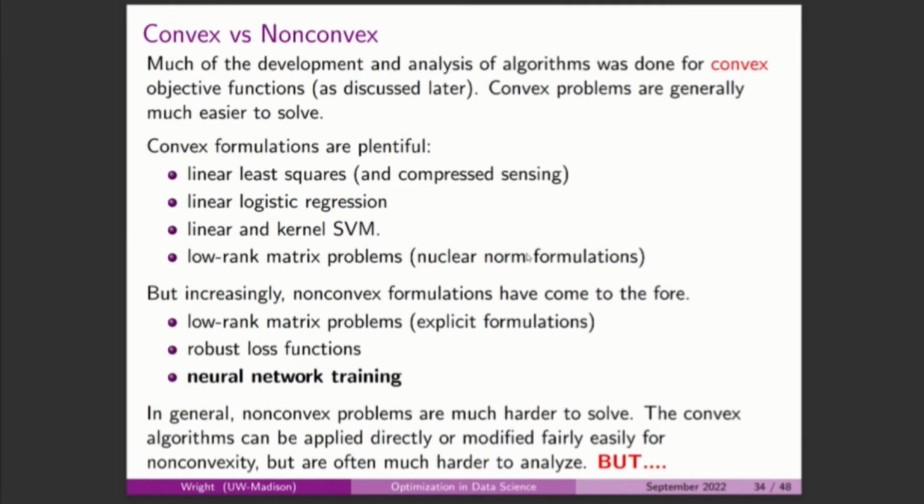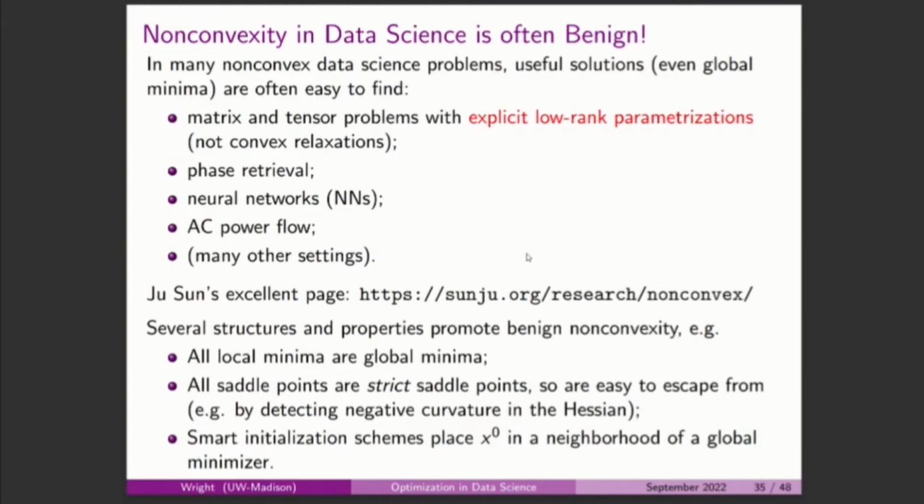The other thing to notice is that all this work on algorithms for convex problems is not wasted, because very often you can just adapt those algorithms to the non-convex case without much trouble. The analysis has to change, of course, but the algorithms themselves often don't change very much. And this is a comment I was just making. There's a whole list of applications where the non-convexity is benign in some sense, where it's actually relatively easy to solve these problems. And I mentioned a few here, including these low-rank matrix problems.